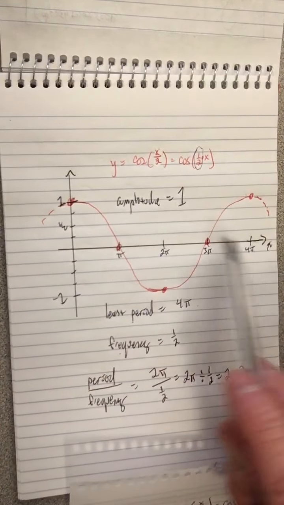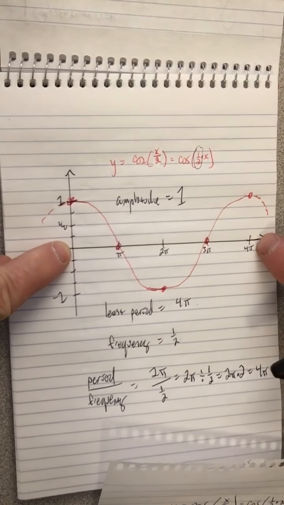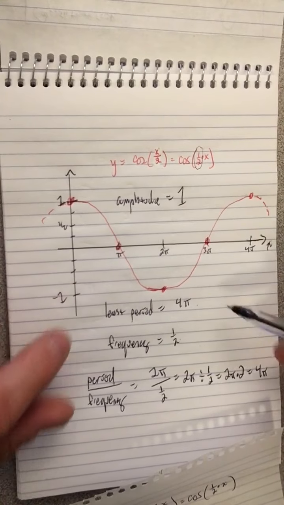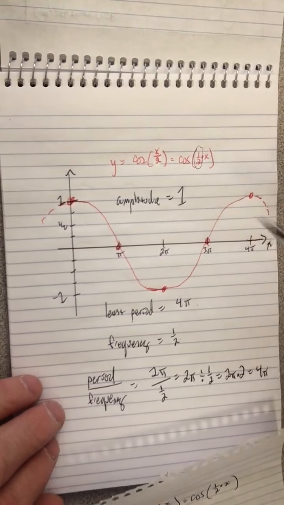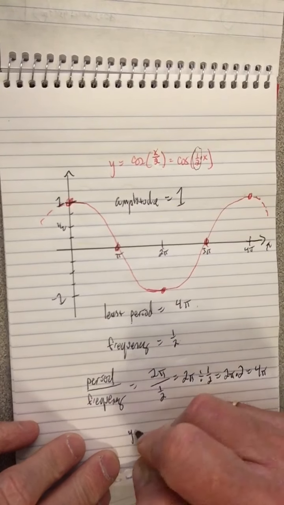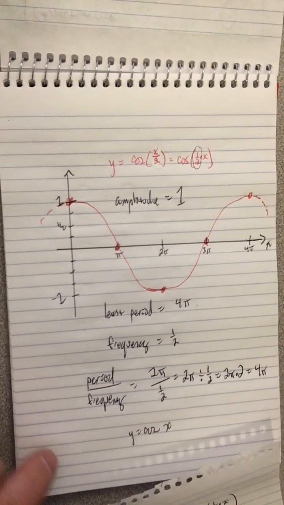And we can see it there. It took a whole 4 pi length of inputs, that is 4 pi units long, for it to finish its cycle. That's what makes the least period 4 pi in this particular case. It's normally 2 pi for just regular old y equals cosine of x. It's normally 2 pi, but for this one, 4 pi.